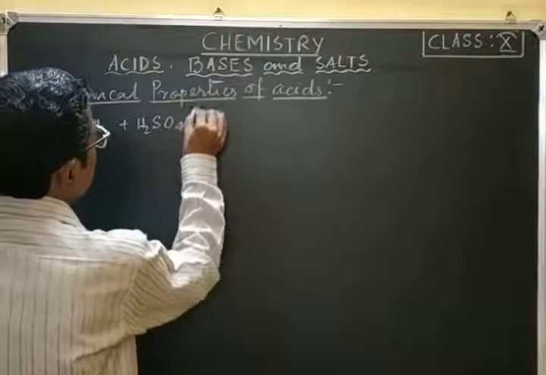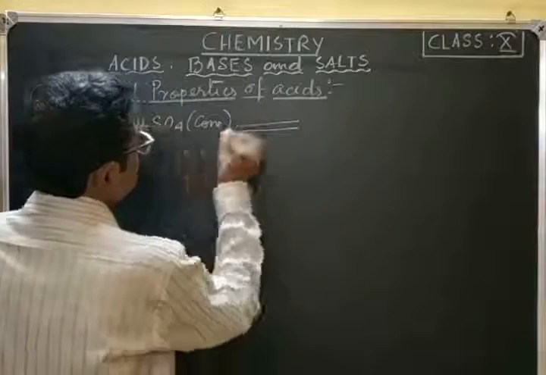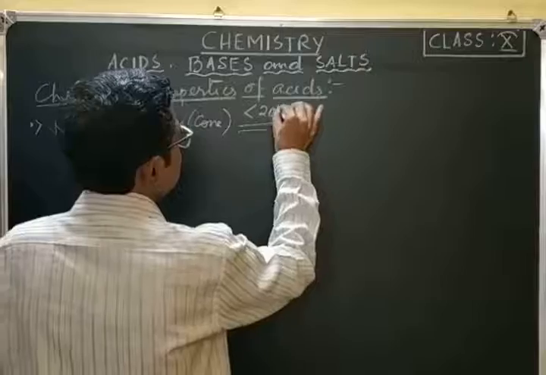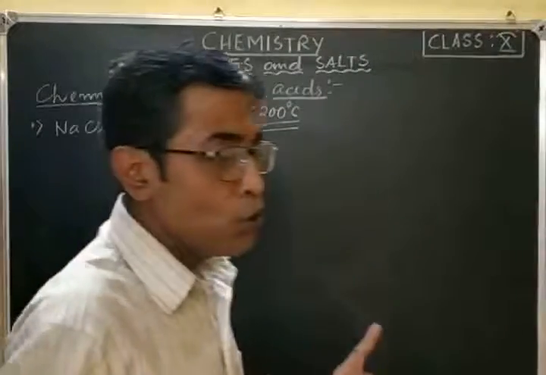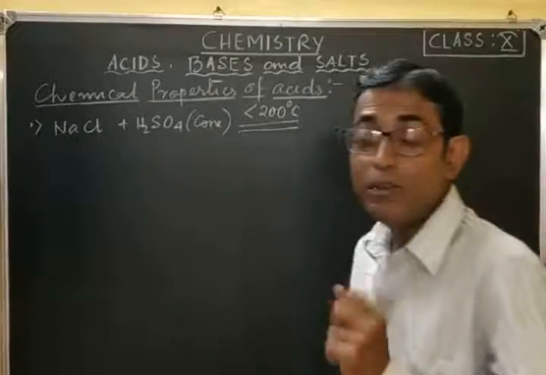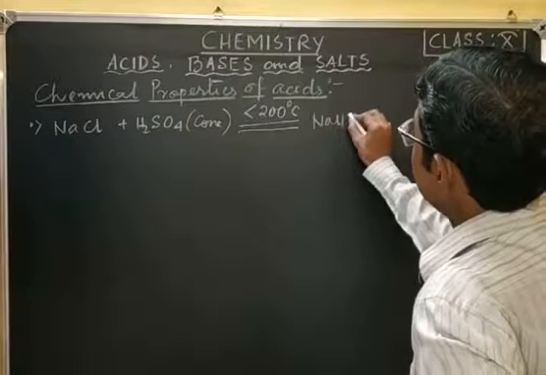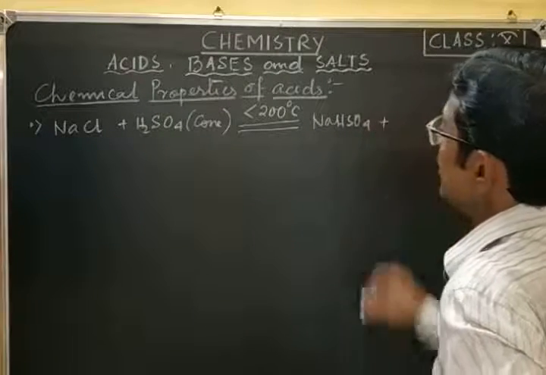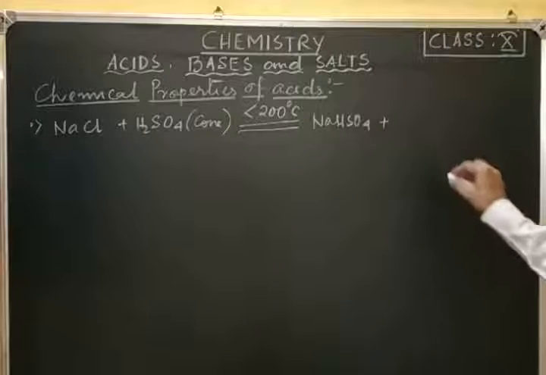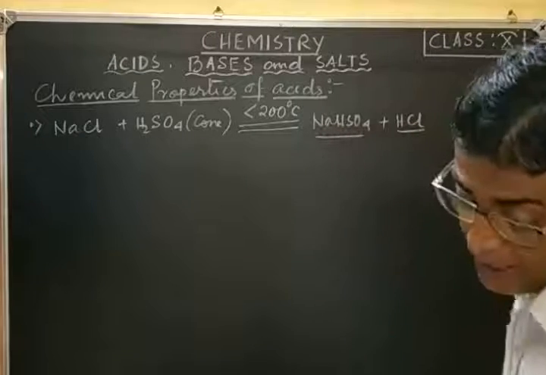If NaCl reacts with concentrated H2SO4, and the reaction is taking place below 200 degrees Celsius, again and again I am telling, below 200 degrees Celsius, partial decomposition occurs, that is, one hydrogen ion will be liberated from here. So the yield will be NaHSO4, sodium bisulfate, plus HCl. So another salt and an acid can be produced.